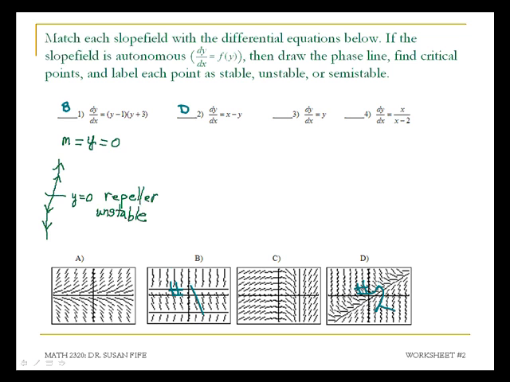So y equals 0 is the x-axis. That would be here. When y is greater than 0, the slope is positive. Notice that this graph A is going up to the right above the line y equals 0, and the slope is negative when y is less than 0. And so graph A would be number 3.